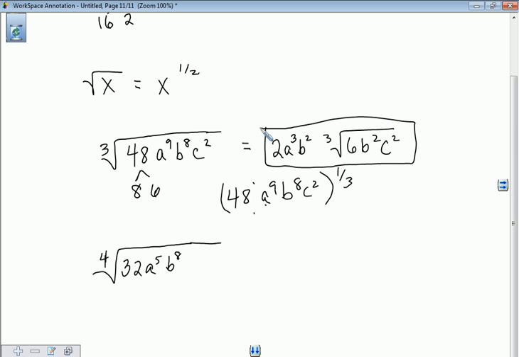Okay, 3 goes into 8 how many times? 2 times. And what's left over? 2. So 2 comes out and 2 stays under. This comes out, this stays under.